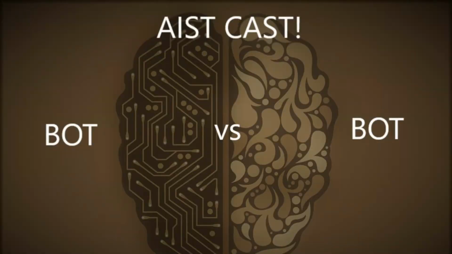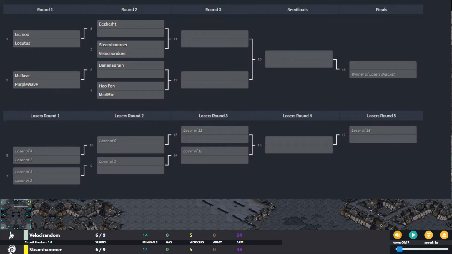Welcome to AIST round 3. This will be Steamhammer versus Velocirandom, a ZvP. Here we are in the brackets. This is Steamhammer versus Velocirandom in series 3. Let's get right into the games.